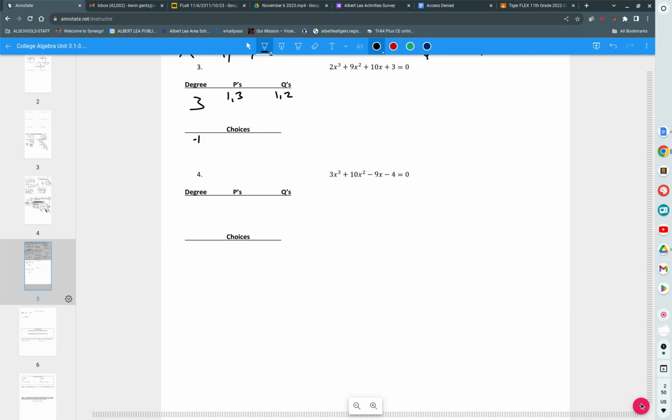1 divided by 1 is 1. And then 3 divided by 1 is 3. Then I got to move on to the 2. 1 divided by 2 is 1/2. And 3 divided by 2 is 3/2.